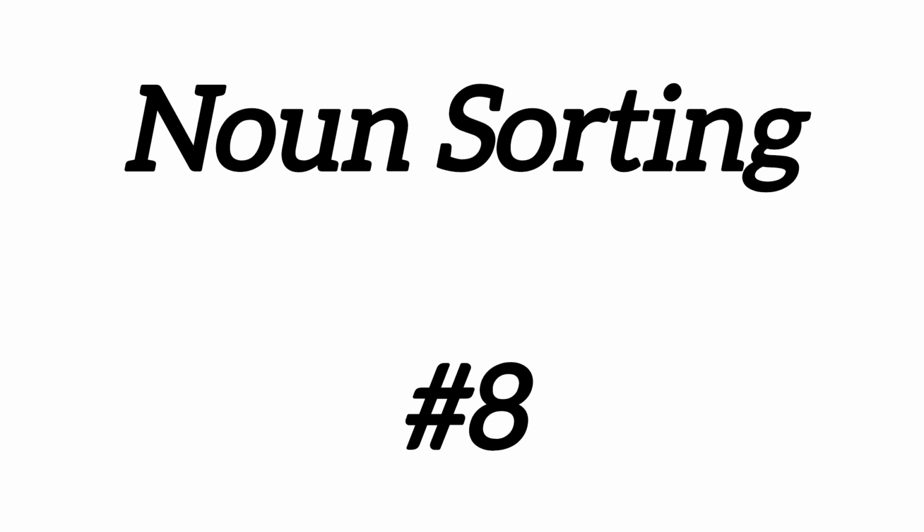Get the whole class involved by asking if anyone sorted the word differently and why. This not only promotes discussion but also helps students learn from each other. It is important to create an environment where students feel comfortable sharing their thoughts and reasoning. As you review the sorted nouns, be sure to provide feedback and clarification. If a student has placed a word in the wrong category, gently guide them to the correct answer by asking leading questions. For example, you placed a river under things. Can we think about whether a river is more of a place or thing?